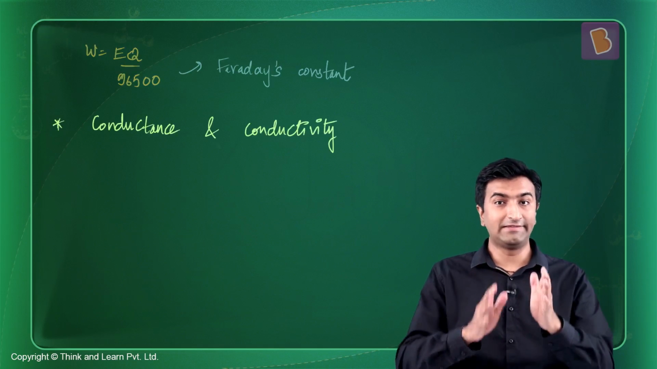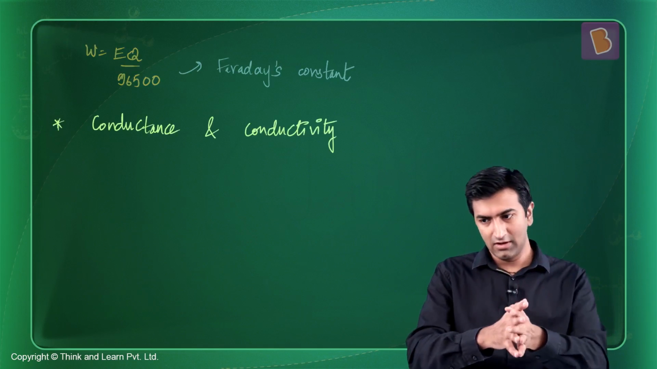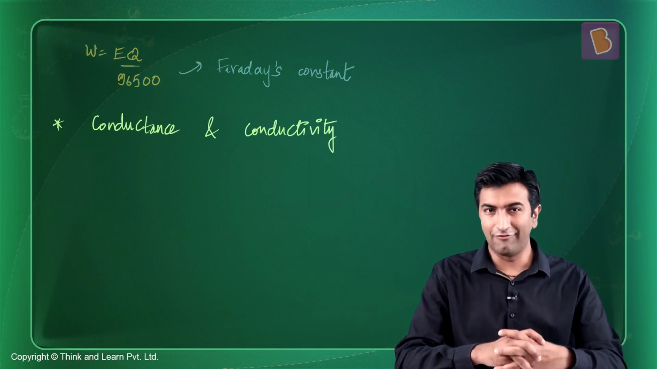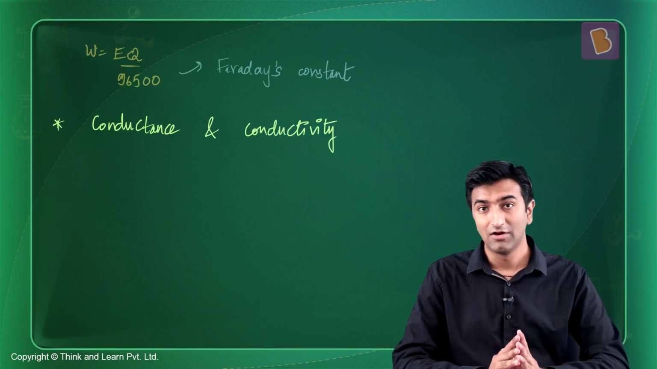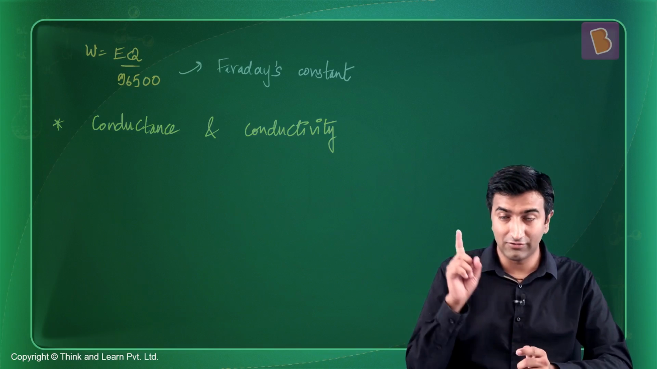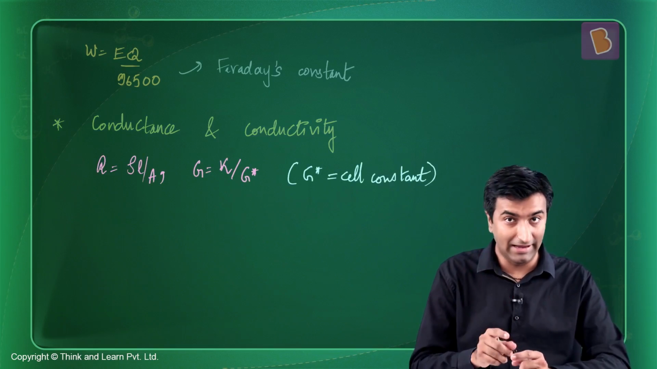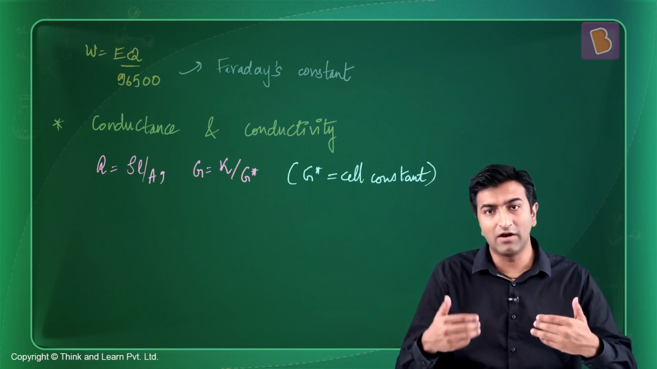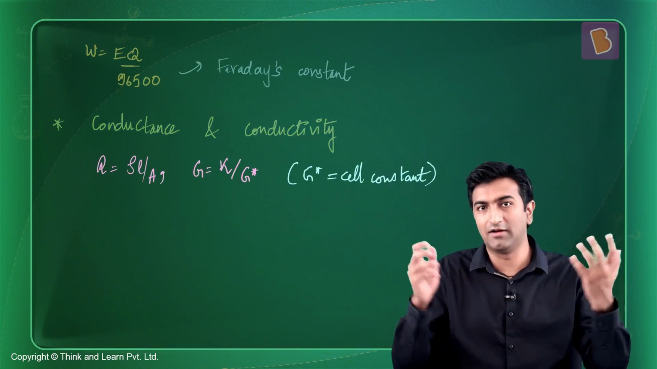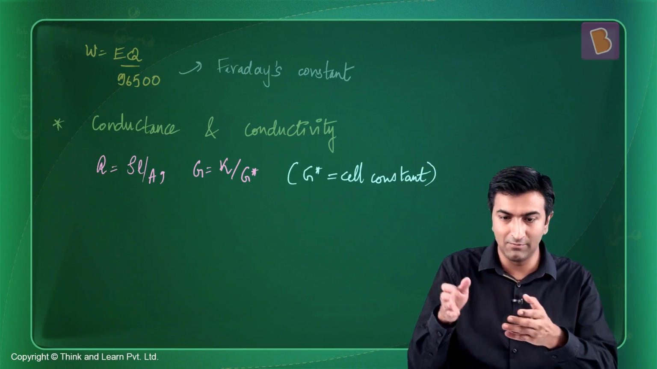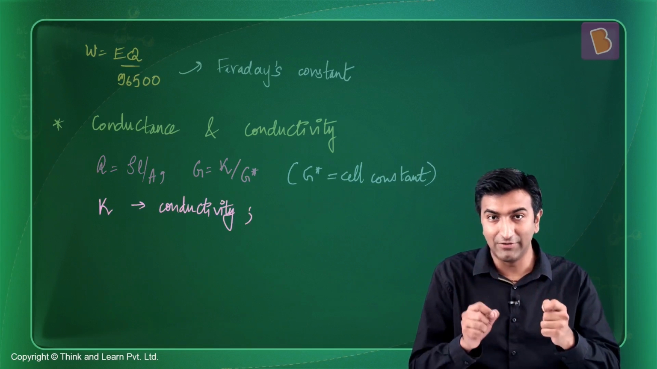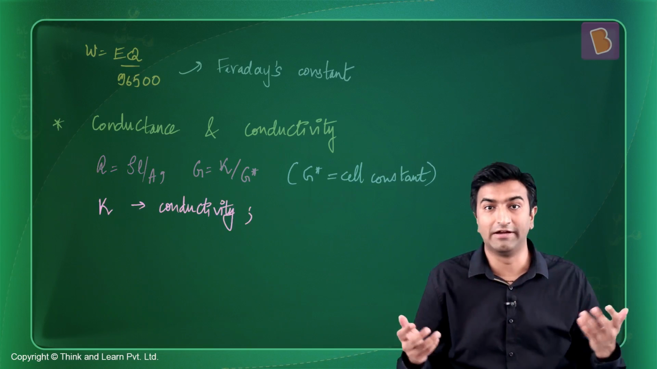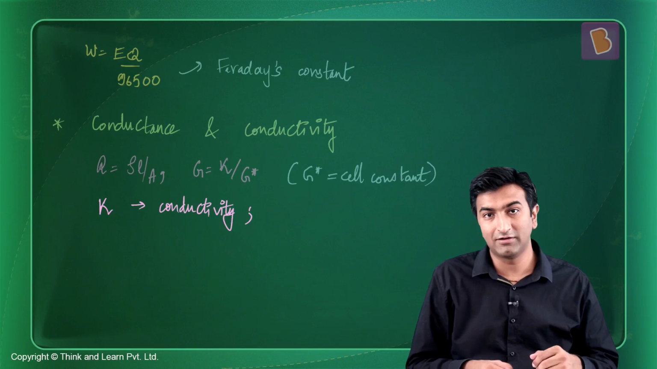Conductance and conductivity, that's the next idea that you absolutely must revise. Although I think some students are kind of afraid of this, it's really direct if you just do some basic 10th grade, 11th grade physics, where you get R is rho L by A, the resistance idea. From there, just invert it, conductance is kappa by G star. G star is simply the cell constant, and kappa is conductivity, which is the inverse of resistivity. That's it. From here, you can derive many other expressions.